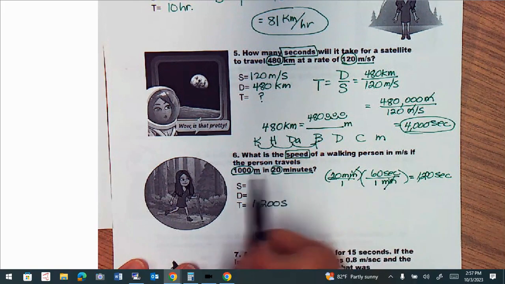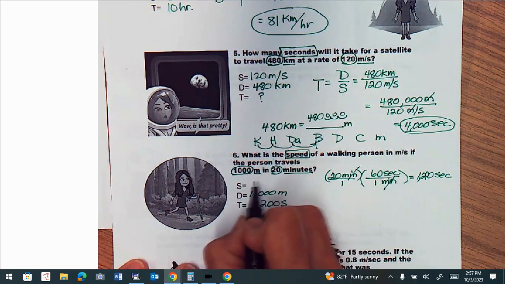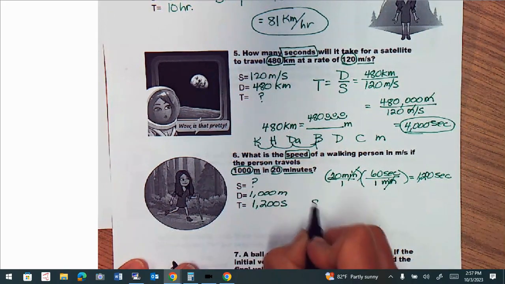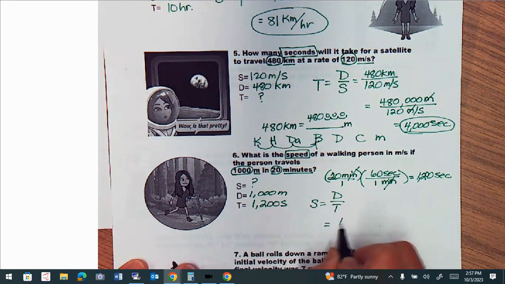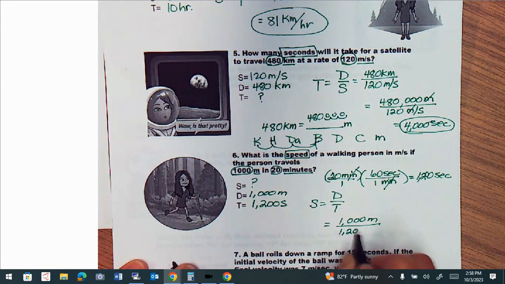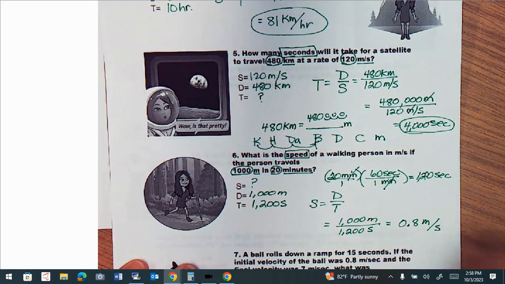And then our distance is 1,000 meters. We're trying to find speed. Speed is equal to distance over time. 1,000 meters divided by 1,200 seconds is 0.8 meters per second.